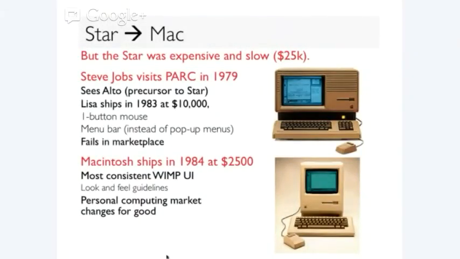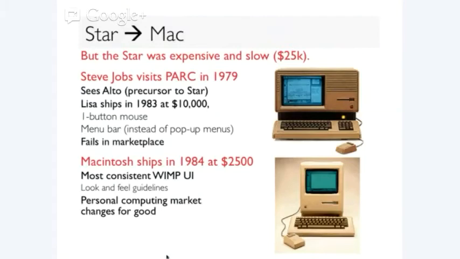So the Star was revolutionary, but it never sold particularly well, partially because it was really expensive at $25,000 in like 1980 dollars. But then Steve Jobs visits PARC. So they had been working on their own small startup company making computers. And he sees the Alto, which was the research precursor to the Star.